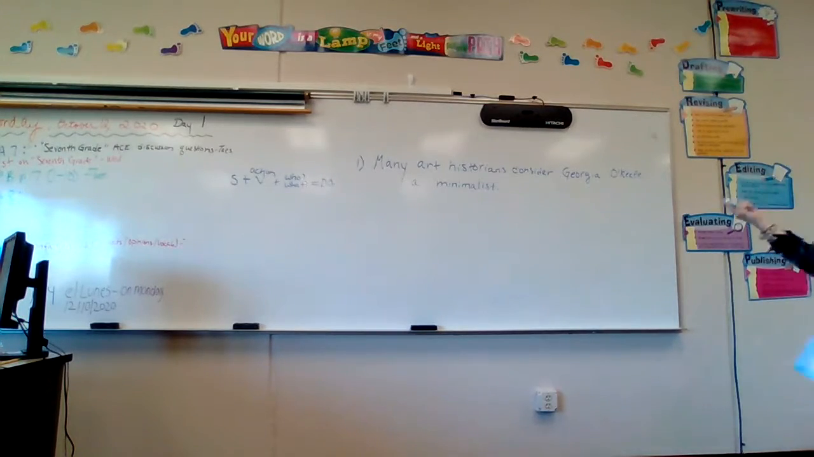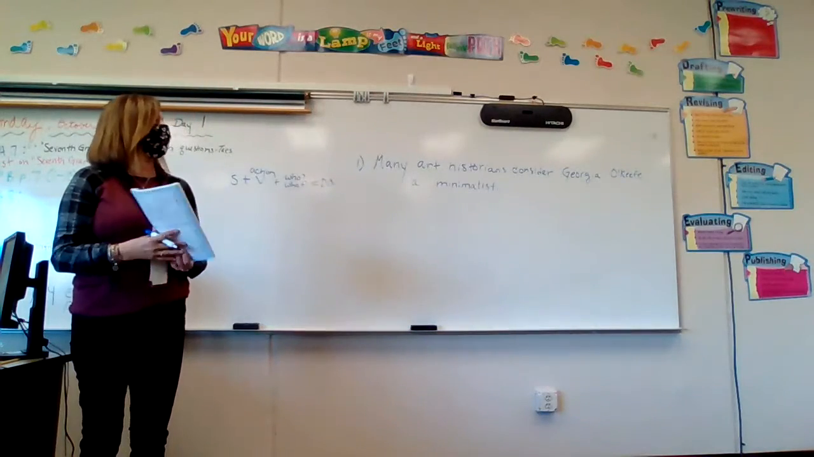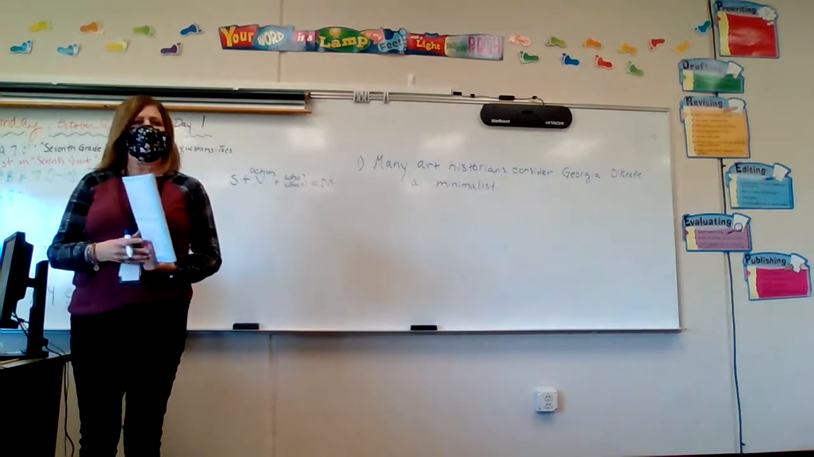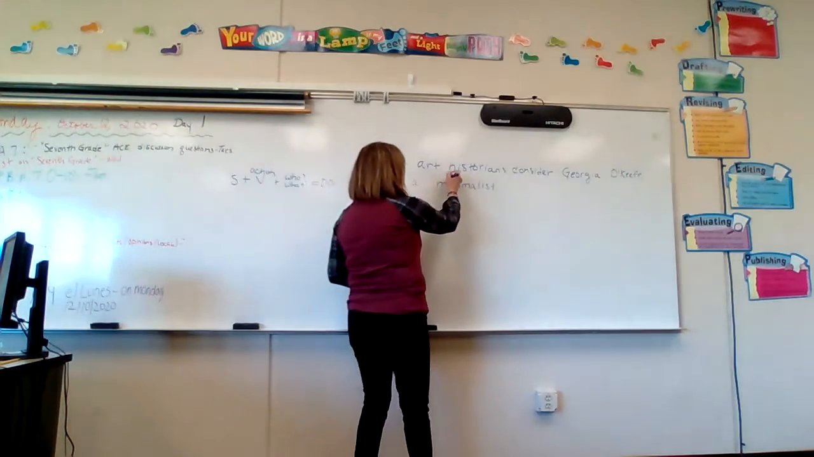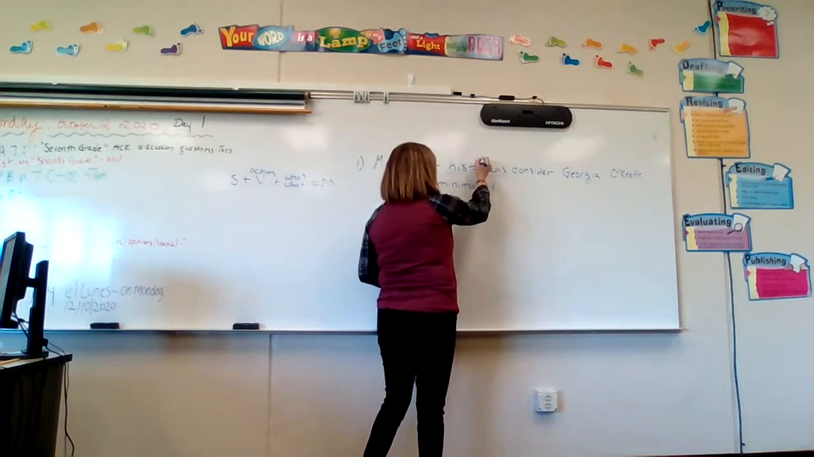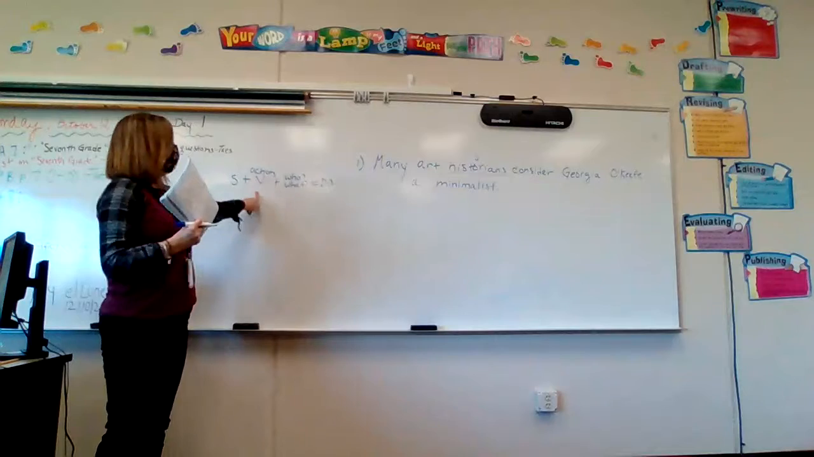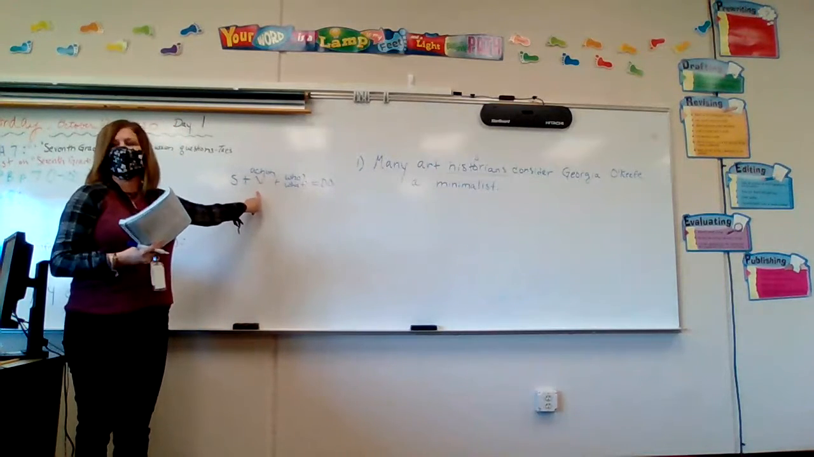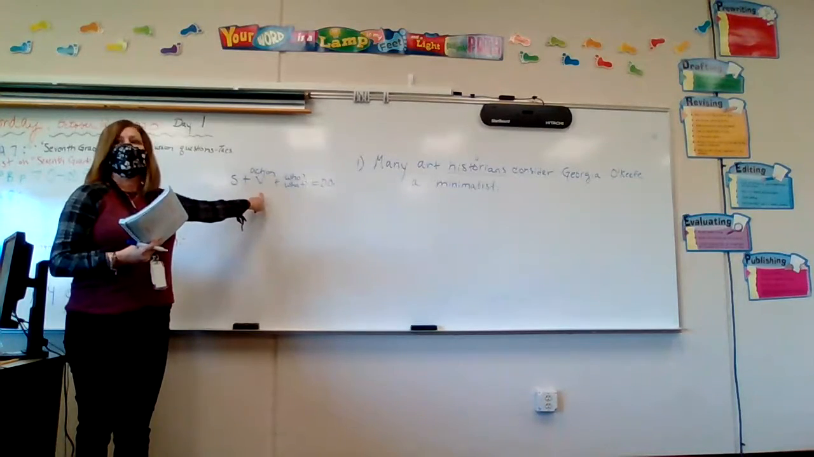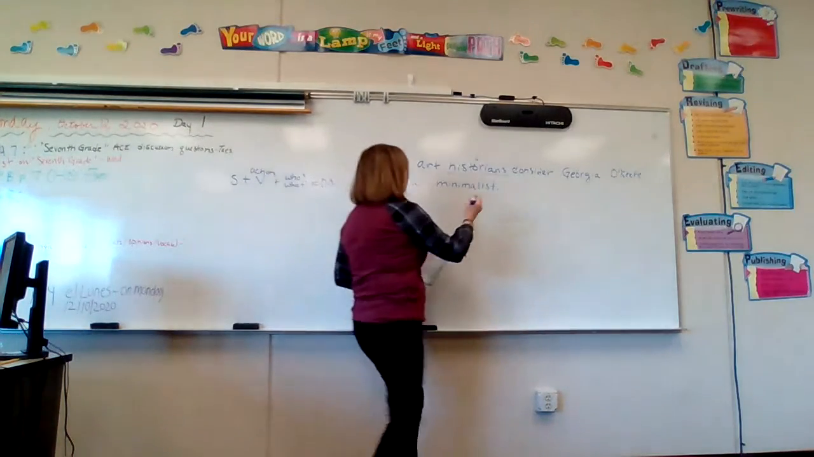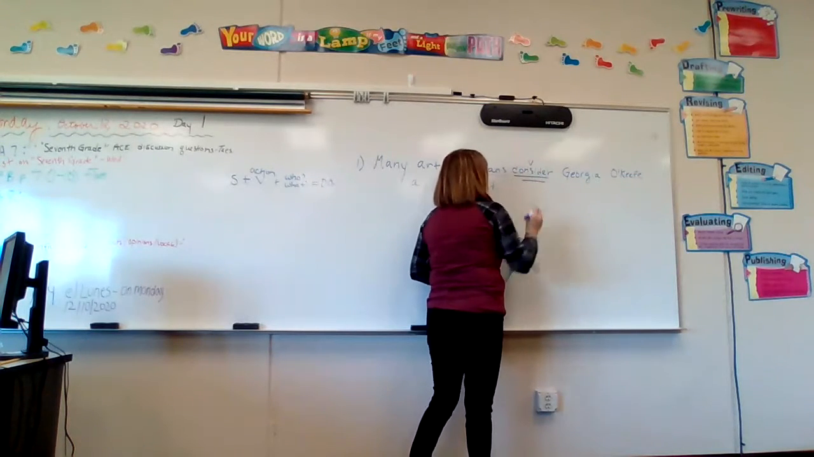So let's try this. What is the subject of this sentence? Many art historians consider Georgia O'Keeffe a minimalist. Bethel: Historian. Okay, that's who we're talking about. We're talking about the historians. The historian, that's the subject of the sentence. Then we have to find the verb, and we have to see if it's an action verb. What's the verb in this sentence? Consider. Is it action? Yeah. It is, okay? So that's our verb.